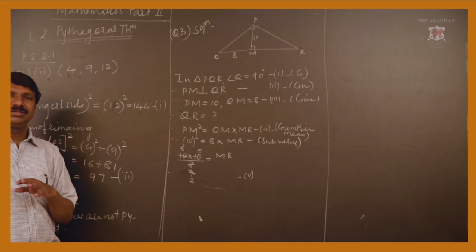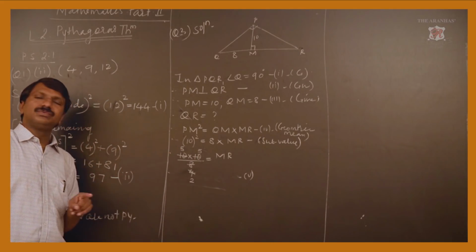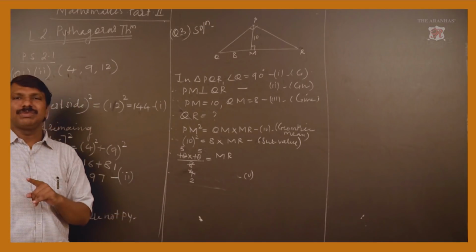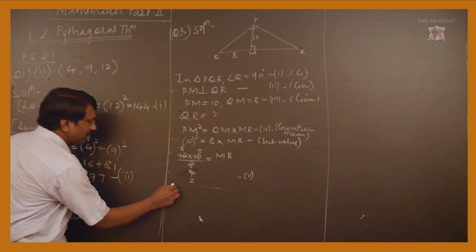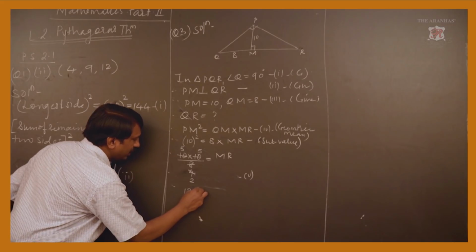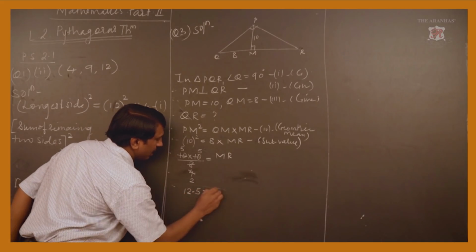So how much do we get? 5 5s are 25, 25 divided by 2 means half of 25. How much will it be? That will be 12.5, which equals the MR value.